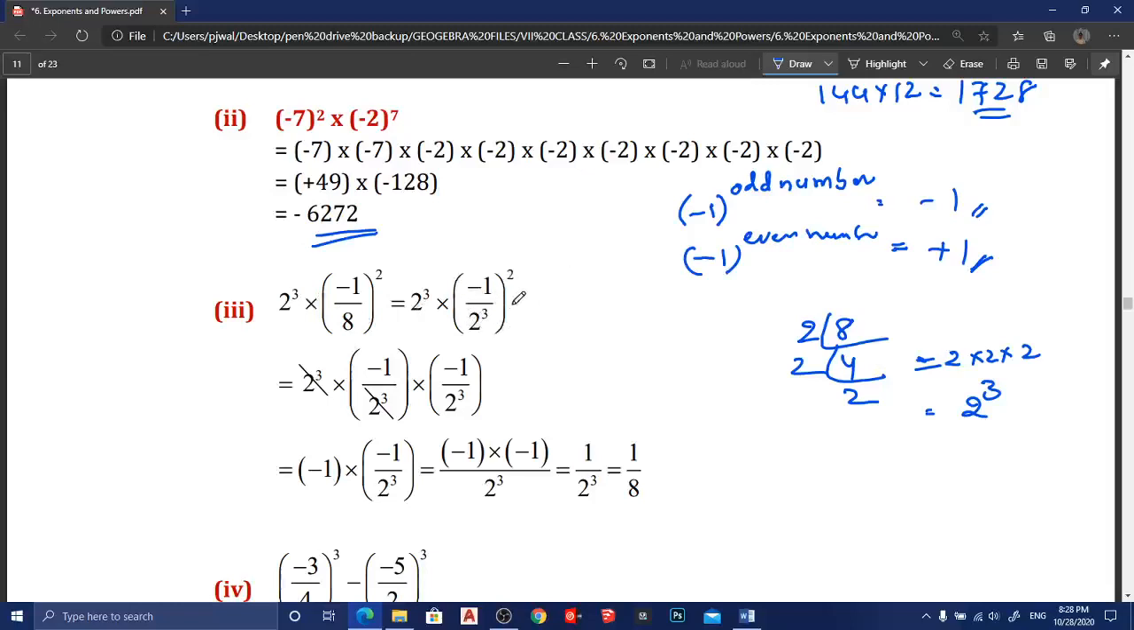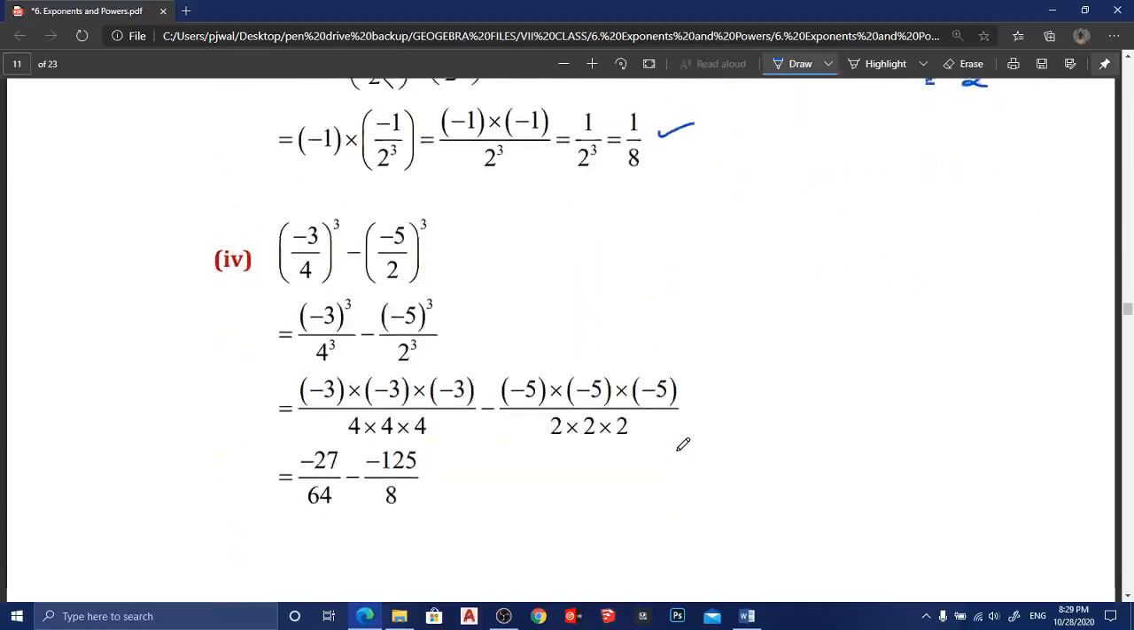Since it is a square term, you have to multiply this minus 1 by 2 cube two times, and splitting like this: 2 cube into minus 1 by 2 cube into minus 1 by 2 cube, because it is square. Now you can cancel one 2 cube and 2 cube here. What are the remaining terms here? Minus into minus is plus, 1 by 2 cube. You know that 2 cube is 8 here. Again you can write it as 1 by 8. So this is the answer for this.